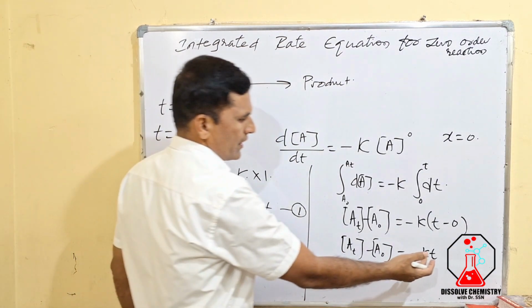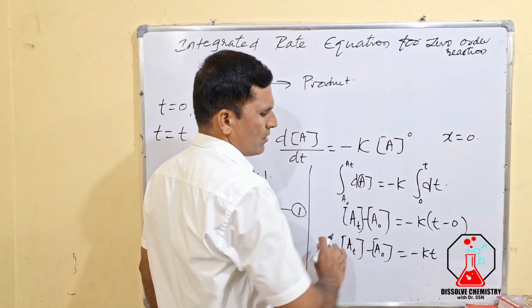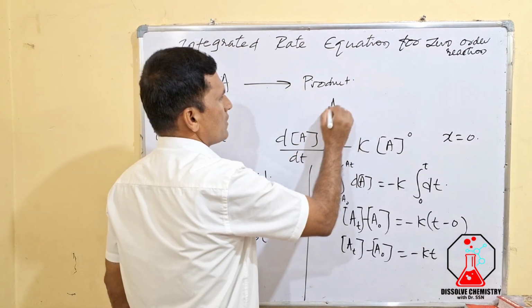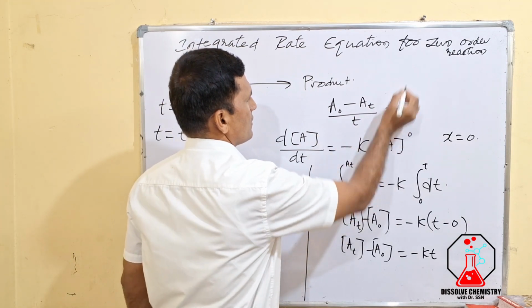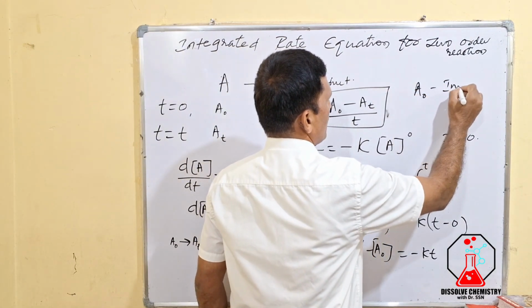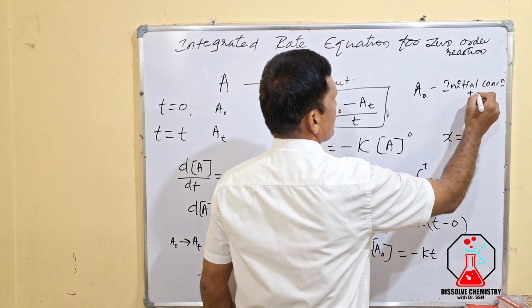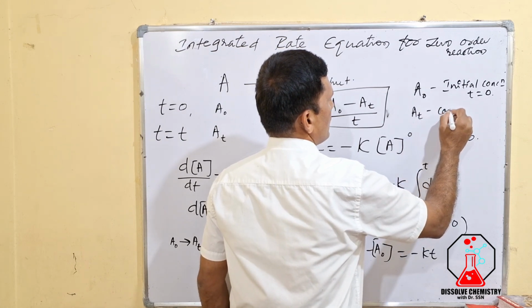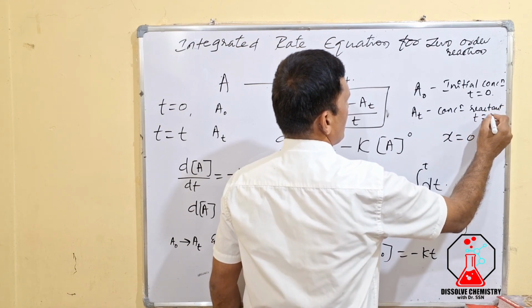Now if you want the rate constant, you keep k as it is and bring t to this side, and we can also multiply both sides with a negative sign. Then the equation turns out to be k equals A naught minus At, divided by t, where A naught is the initial concentration of the reactant at time t equal to 0, and At is the concentration of the reactant at time t equal to t.